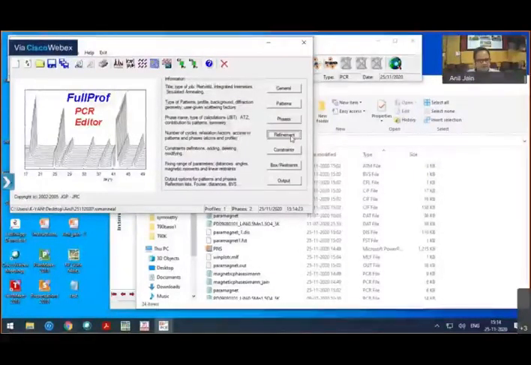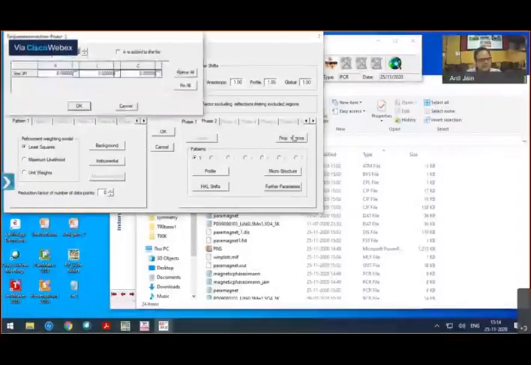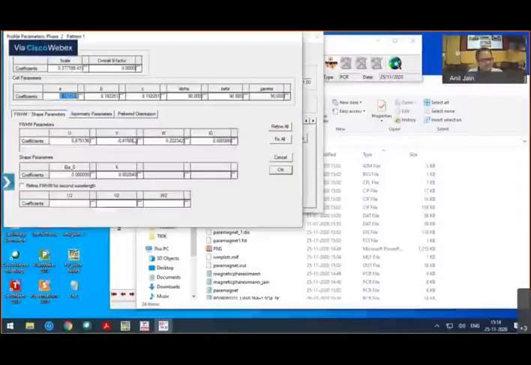Now, let me go to the refinement and go to phase number 2. As you can see here, I don't have any atom, and the number of propagation vectors is 1, and this vector is 0, 0, 0. Other parameters of the profile, like scale, I have to keep the same as the scale for the paramagnetic phase.